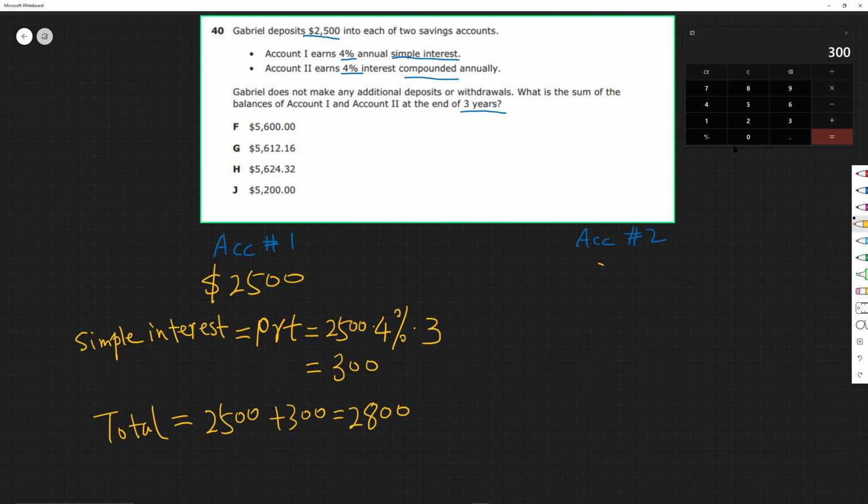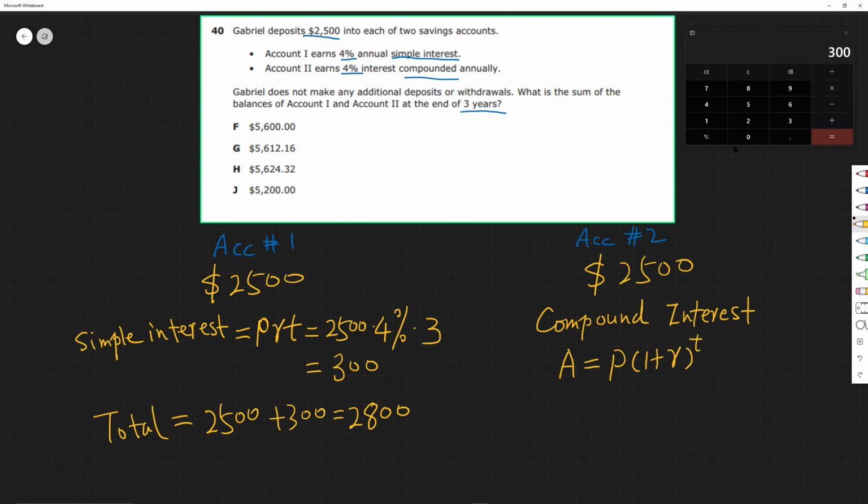For account 2, he deposits $2,500, and that one is earning compound interest. So we'll need to use the compound interest formula. You can find that formula in the reference materials. The formula says A equals P times 1 plus the rate to the power of T. So P is 2,500, the deposit, times 1 plus the rate, the same 4%, and the time is 3 years, to the power of 3.